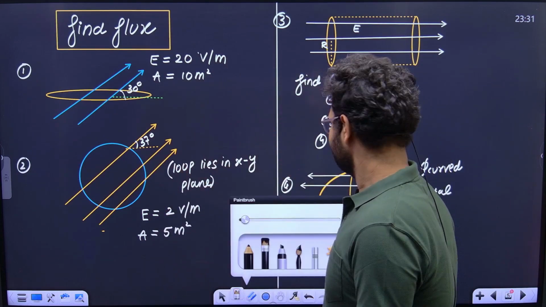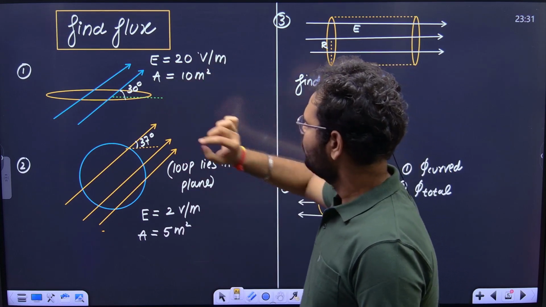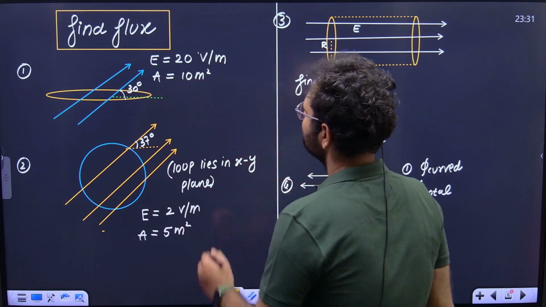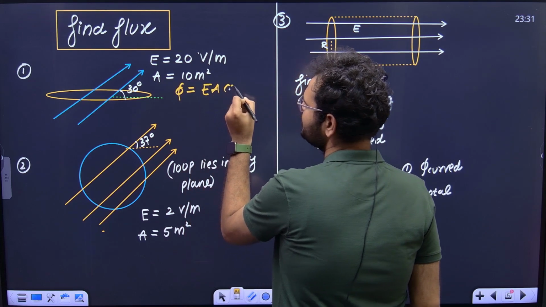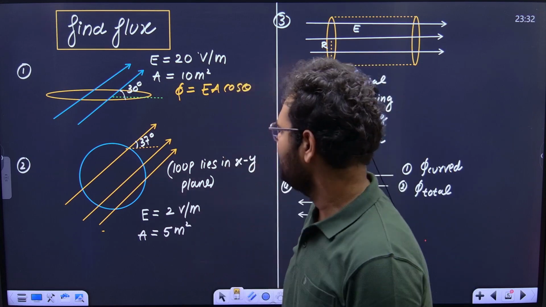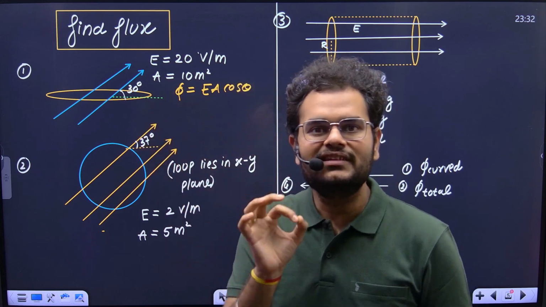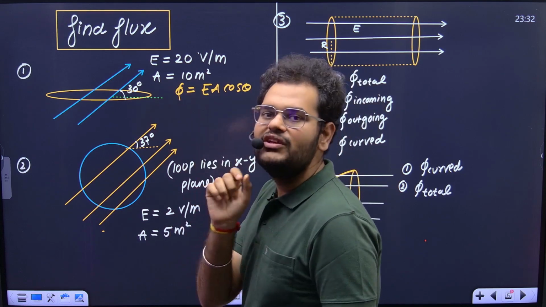Let's see. So here, find flux. So tell me, what is the flux? What is the formula? So here the formula is phi is equal to simply EA cos theta, because it is a uniform electric field and theta is also same. Now by now you are very brilliant. Okay, very good. What is theta here? Sir, 30 degree. No, it's not 30 degree. 30 is given here, but which angle do we take?